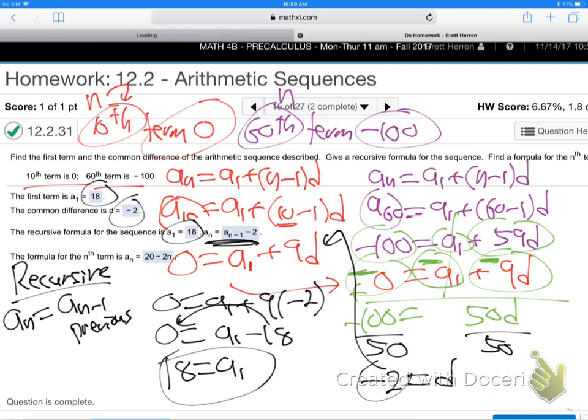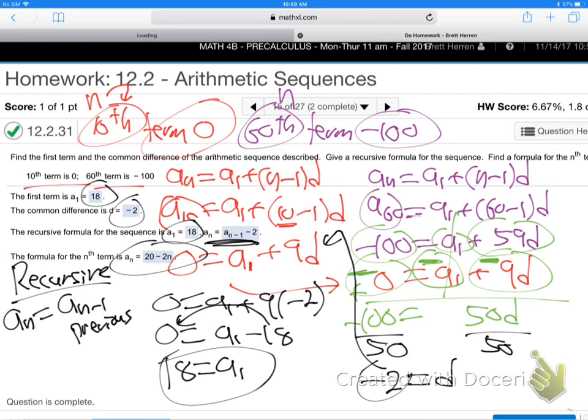Whenever they ask you for a recursive formula, they don't just want n's and numbers. We'll do that one in a minute. That's right here. This one is not recursive. This is just the nth term formula. It just has numbers and letters, n and numbers. But the recursive formula has a sub n minus 1, the previous term. It's recurring, right? So, how do you know what to do?